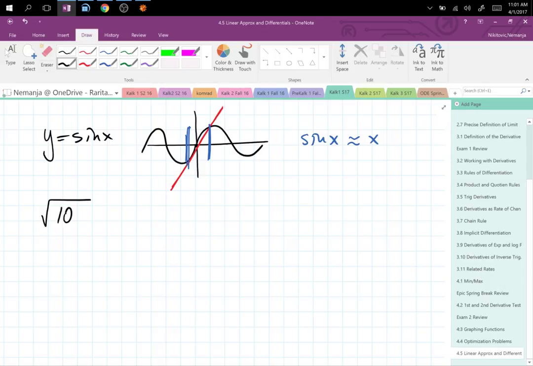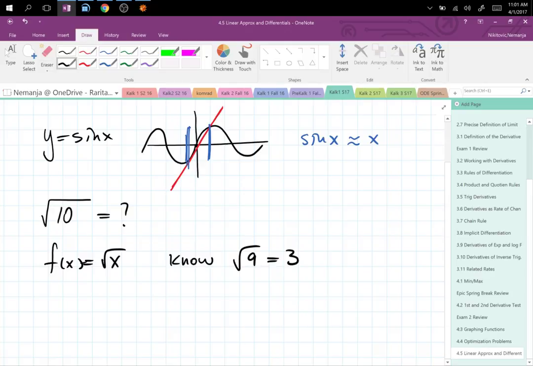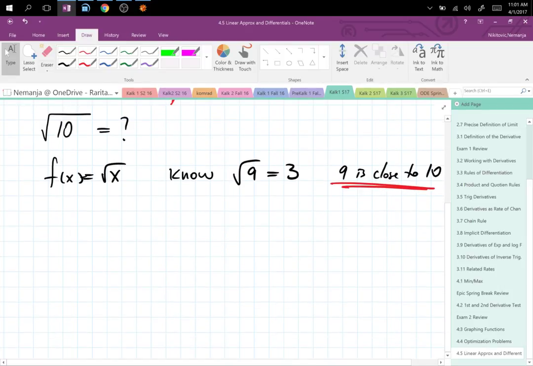All right, so if I want to find the square root of 10, I first define a function as square root of x. I know that the square root of 9 is 3. 9 is close to 10. That observation is key for our success. So the goal of this problem is to compute the square root of 10 by hand. You are looking at the square root function, and you are looking at the closest value to 10 that you can do by hand. In this case, it's 9.